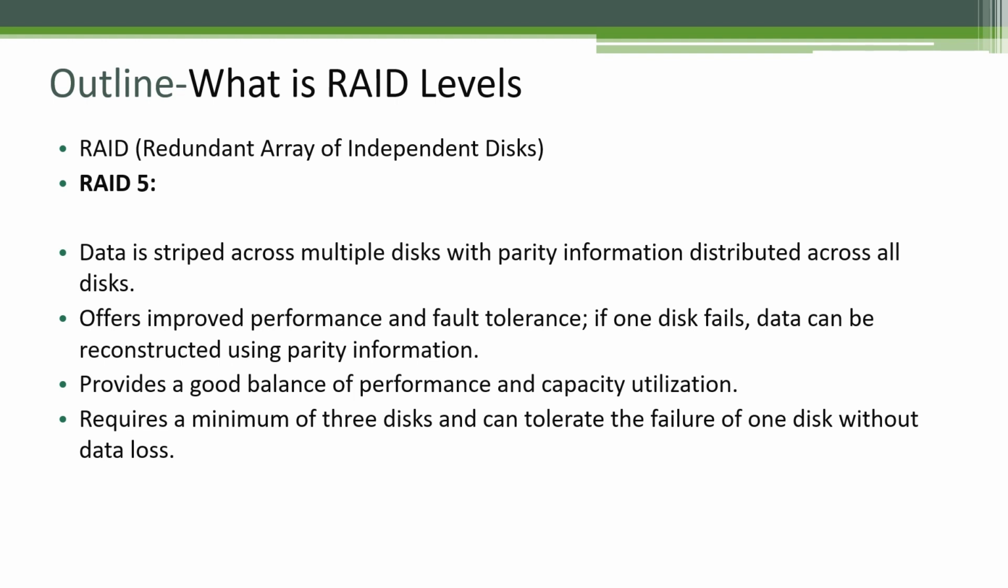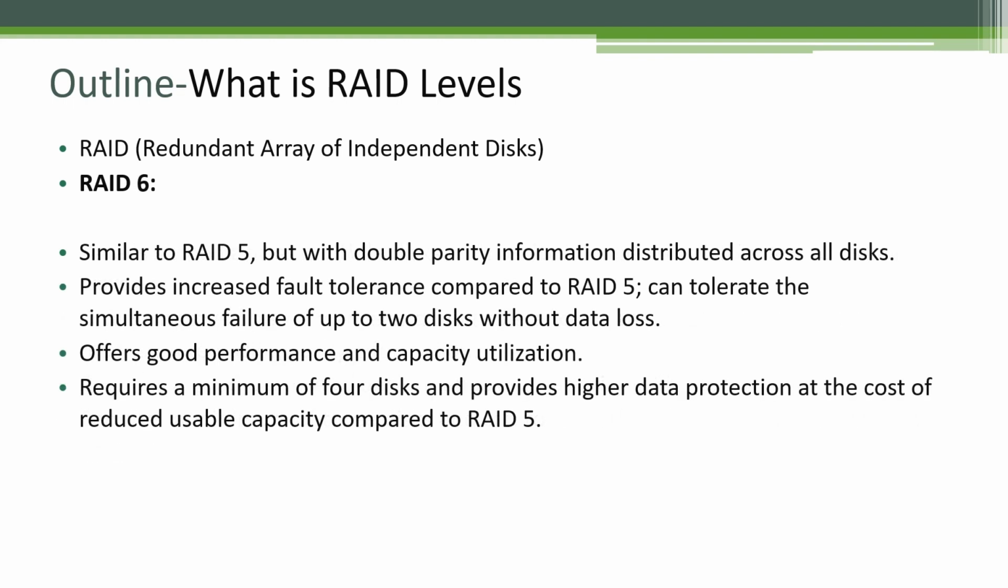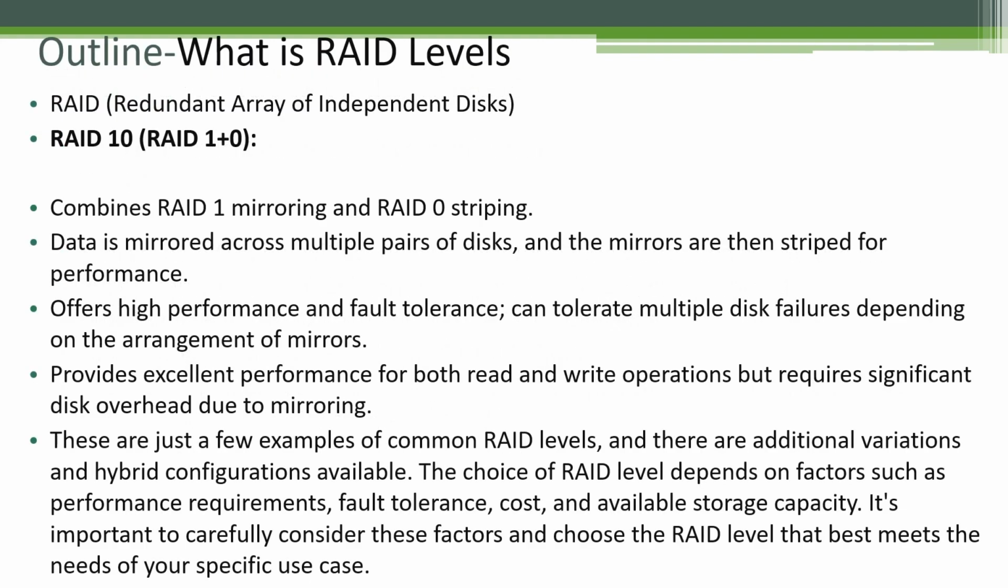RAID 5. Data is striped across multiple disks with parity information distributed across all disks. Offers improved performance and fault tolerance. If one disk fails, data can be reconstructed using parity information. Provides a good balance of performance and capacity utilization. Requires a minimum of 3 disks and can tolerate the failure of one disk without data loss. RAID 10. Combines RAID 1 mirroring and RAID 0 striping.